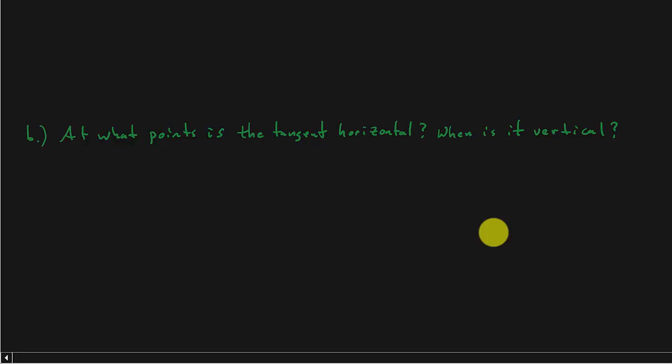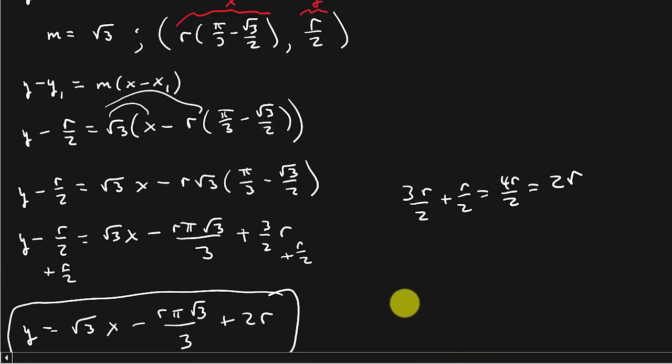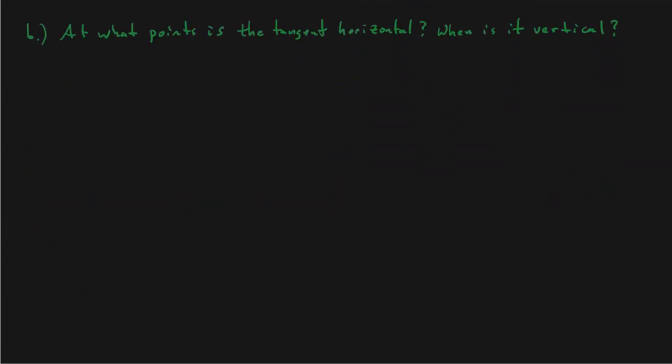So let's go up here and grab, well, I can just write the equations down again. All right, so I've got the equations written down again. So let's find when the tangent is horizontal and when it's vertical.